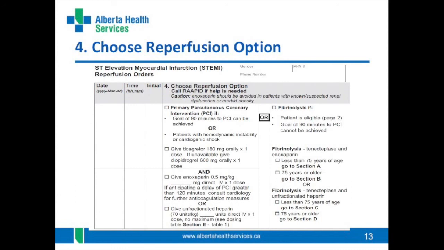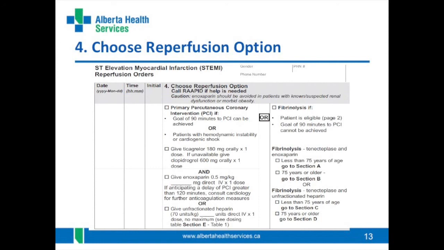And so on the right-hand side of that slide, it says we do consider fibrinolysis in patients whose goal of 90 minutes to PCI cannot be achieved. And if that is the case, fibrinolysis should be administered. And then we have the various regimens that we would give, stratified by age 75.